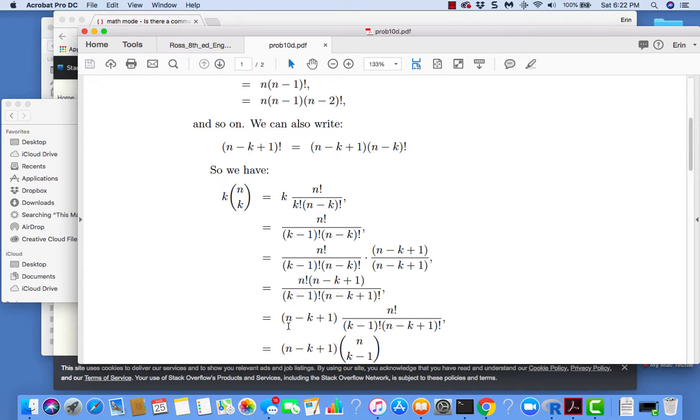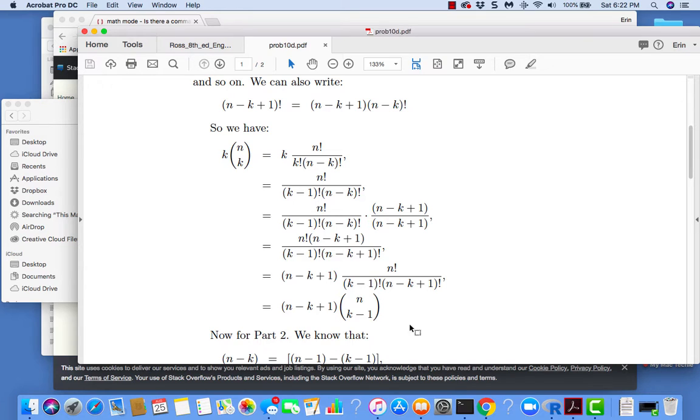What if I take that n minus k plus 1 on the outside, set it out there, and then I have n factorial over (k minus 1) factorial times (n minus k plus 1) factorial. And that's what we have on the first right-hand side. So that's our answer. Pretty good, huh?